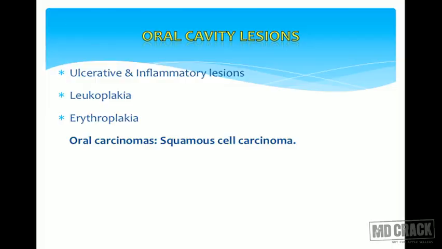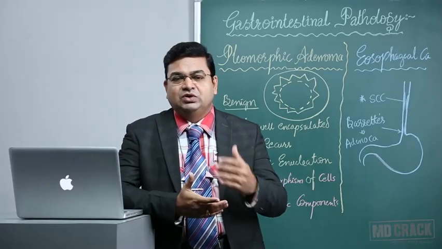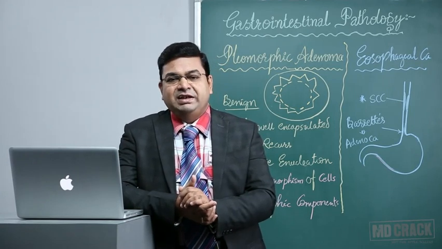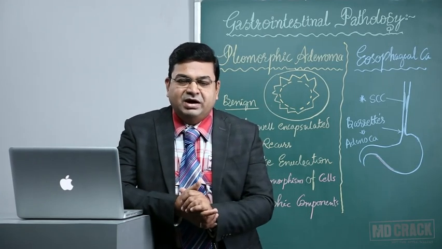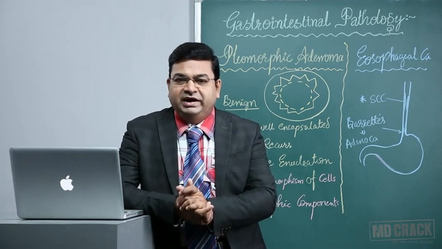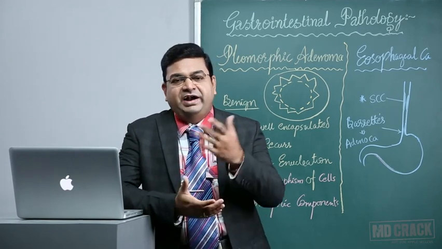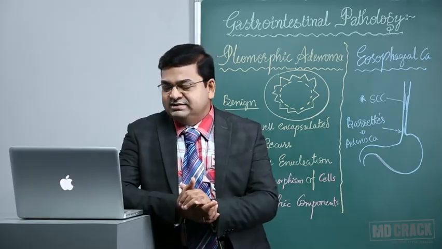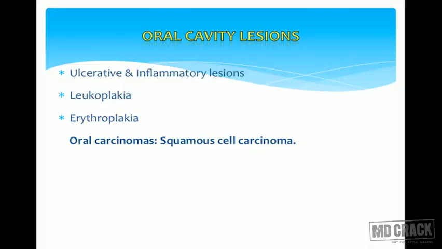Oral cavity lesions may be ulcerative or sometimes inflammatory lesions. A very common finding is leukoplakia. It's so common in the Indian setup that we keep on seeing oral cavity leukoplakias. It's mainly because of the habit of eating pan masalas, gutkhas, and all those tobacco-containing addictive substances. Leukoplakia is the white patch in the tongue, whereas erythroplakia is the red patch. Erythroplakia is more precancerous as compared to leukoplakia.